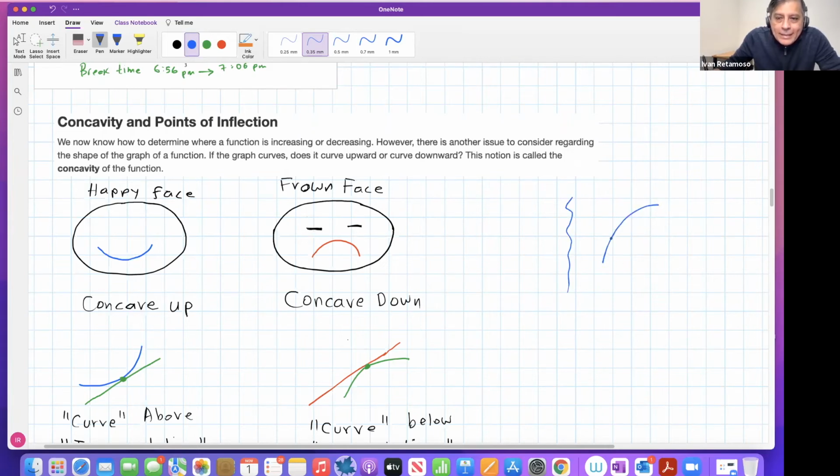But it's increasing, curving up. Increasing, curving up. But there is another way to increase: increasing, curving down. Increasing, curving down. Wow, Professor, what, curving up, curving down?